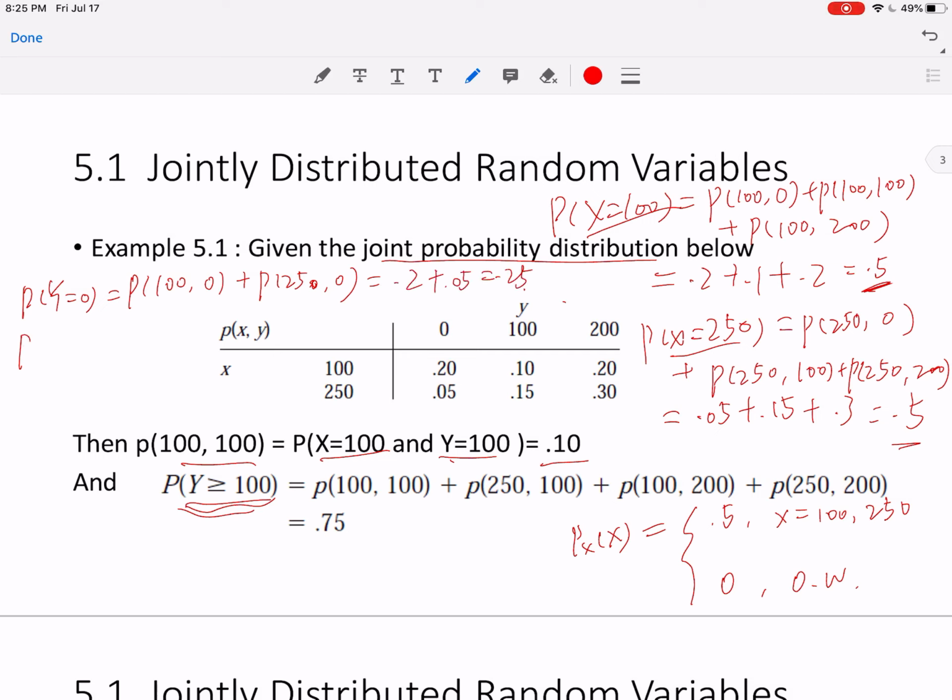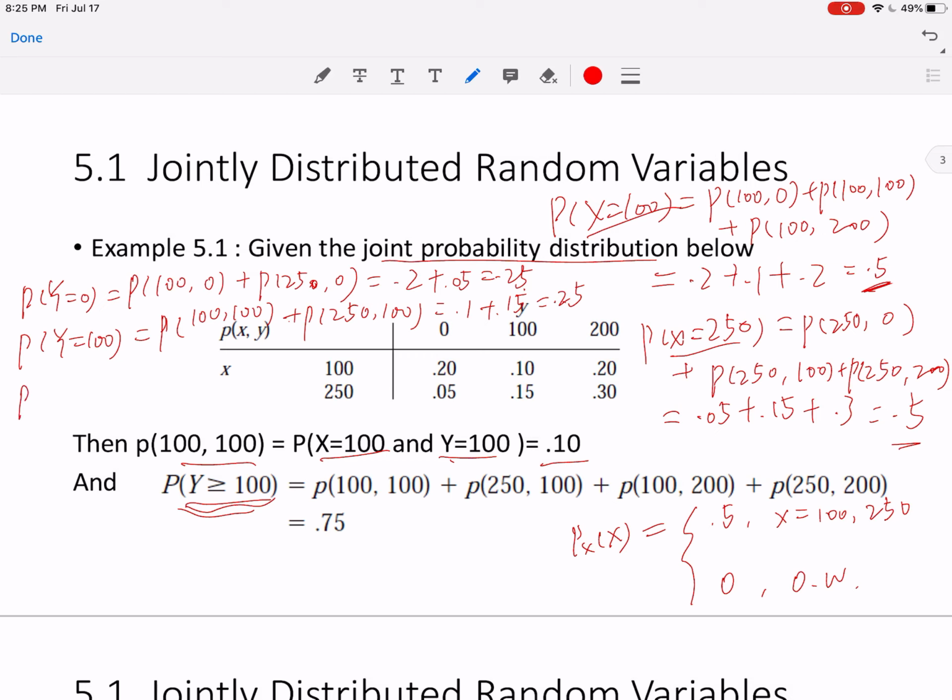And then let's take a look at the probability y is equal to 100. When y is equal to 100, x could be 100 or x could be 250 as well. So that would be equal to p of 100, 100, for both x and y being 100, plus p of 250, 100, for x being 250 but y being 100. So this would be equal to 0.1 plus 0.15, which is 0.25.